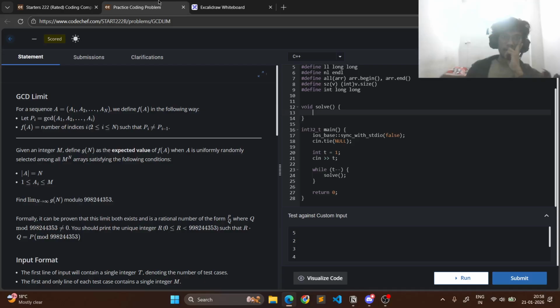and it says that okay, this makes sense that g of n is the expected value of f of a. So expected value of f of a over all such cases. So m to the n divided by this is m to the nth, right?